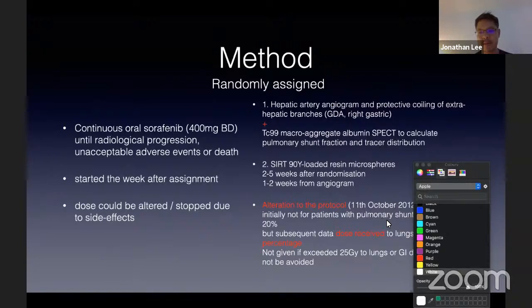Interestingly, they did say that there was some evidence which suggested that the pulmonary shunt fraction percentage wasn't the main thing to be concerned about. So initially they were not including patients that were getting 20% of the pulmonary shunt, but rather the data showed that it was the overall dose. So they altered it so that anyone who was receiving 25 grays or more to the lungs was excluded, or at least not given this option, or if deposition into the gastrointestinal tract or vascularity of that couldn't be avoided.